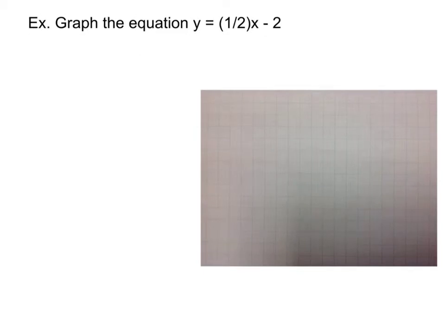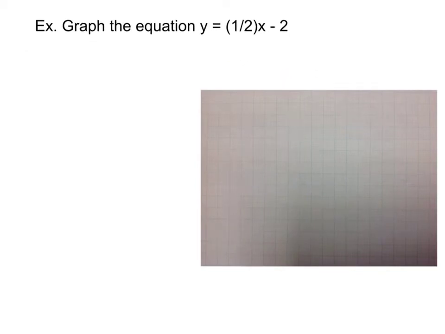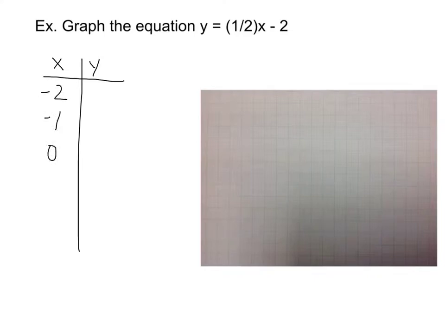Our first example is graph the equation y equals 1/2 x minus 2. One of the easiest ways to graph these is just to make a table of your x value, and then you'll plug it in to the equation to get your y. So you could just do -2, -1, 0, 1, and 2. This is more than enough points. Technically all you'd need is 2 in order to make a line. So we plug in -2.